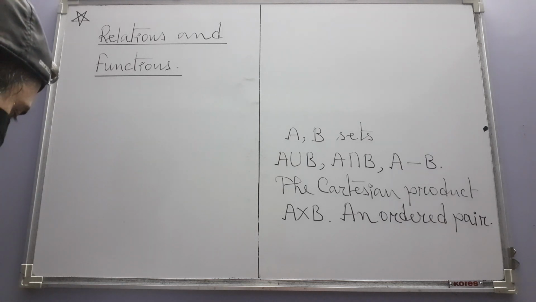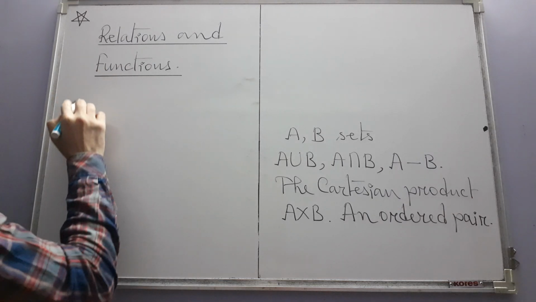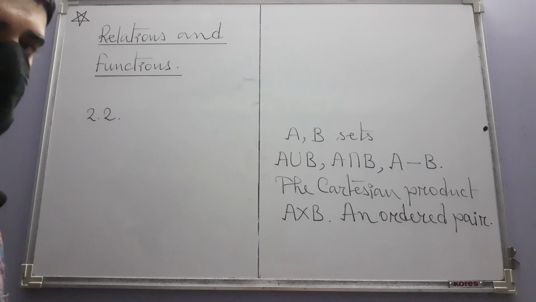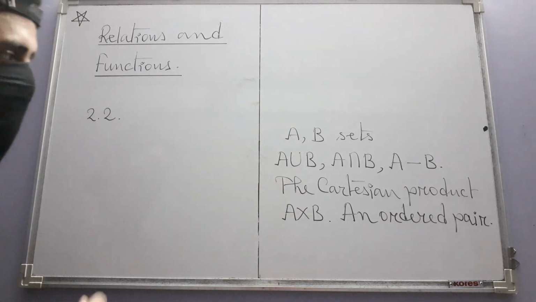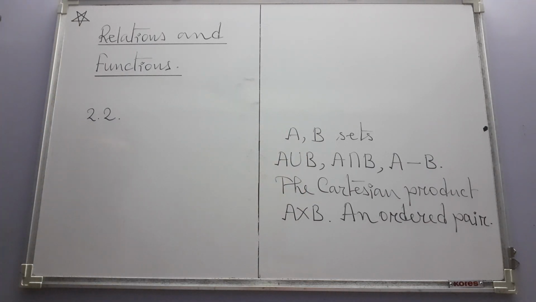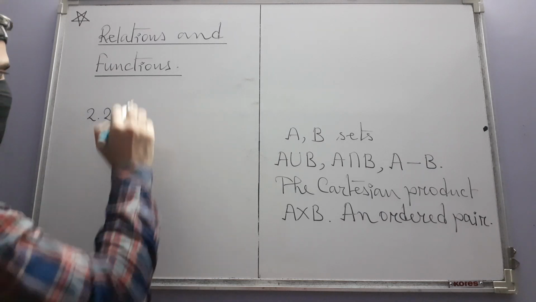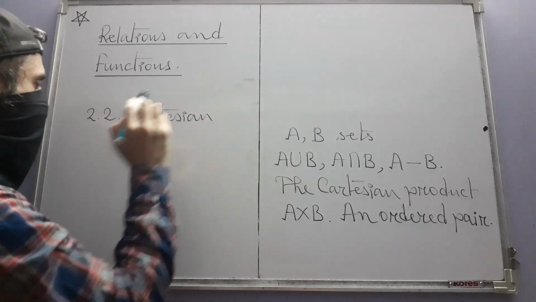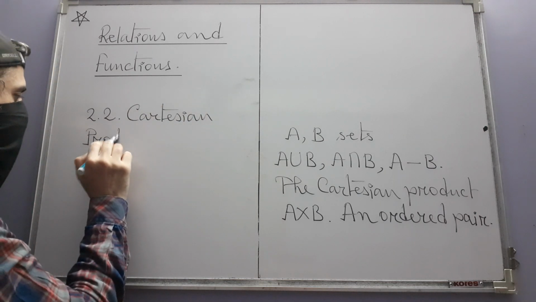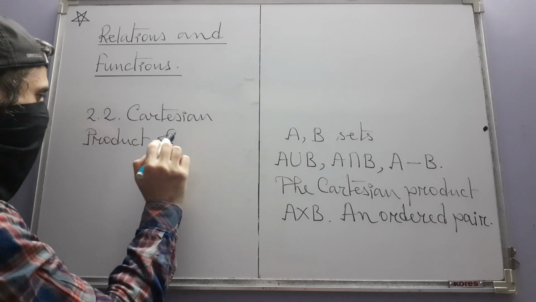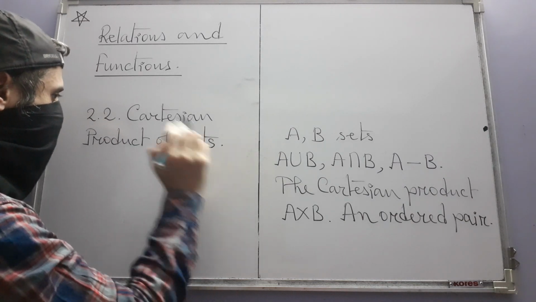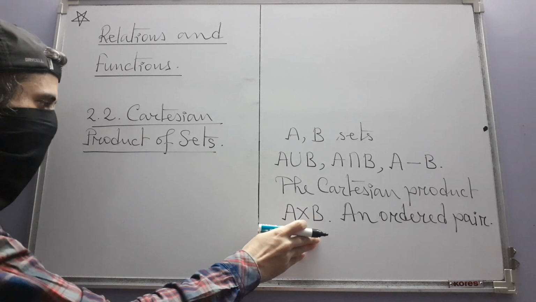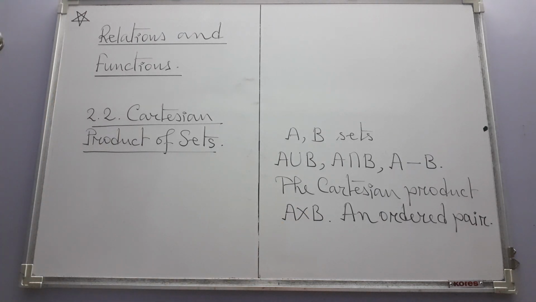So this is actually the second section, 2.2. 2.1 is introduction. In 2.2, in the second section, we have the Cartesian product of sets. And we are now going to motivate these things with an example.